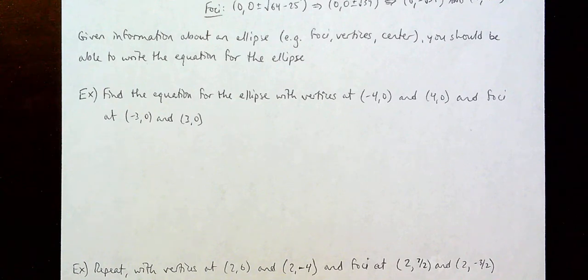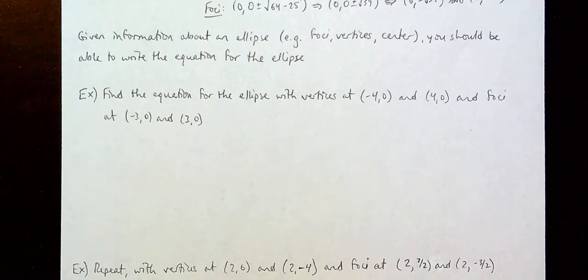In our previous video, we began to talk about ellipses and some important features of ellipses, and then we saw the first type of problem that we should be able to solve pertaining to ellipses, which is: given the equation for an ellipse, you should be able to identify key features like the center, the vertices, the foci, all those kinds of things.